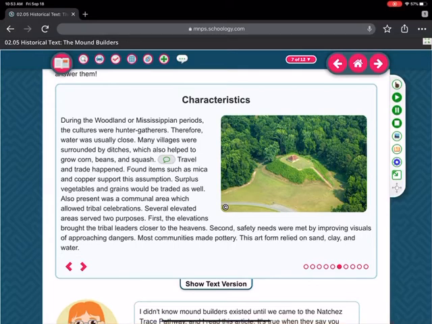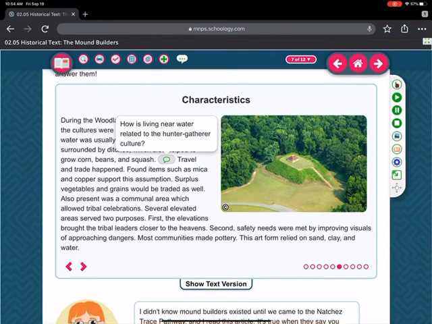Okay, so the text does give us some clues, but it doesn't give us the direct answer to this question. So it is implicit, okay? The clue that it gives us is that crops grew around these areas. So how is living near the water related to being a hunter-gatherer? Well, living near the water would mean that the crops grew easier and they could gather them easier, okay? It might also mean that animals come to the water to drink and they can hunt the animals when they come.